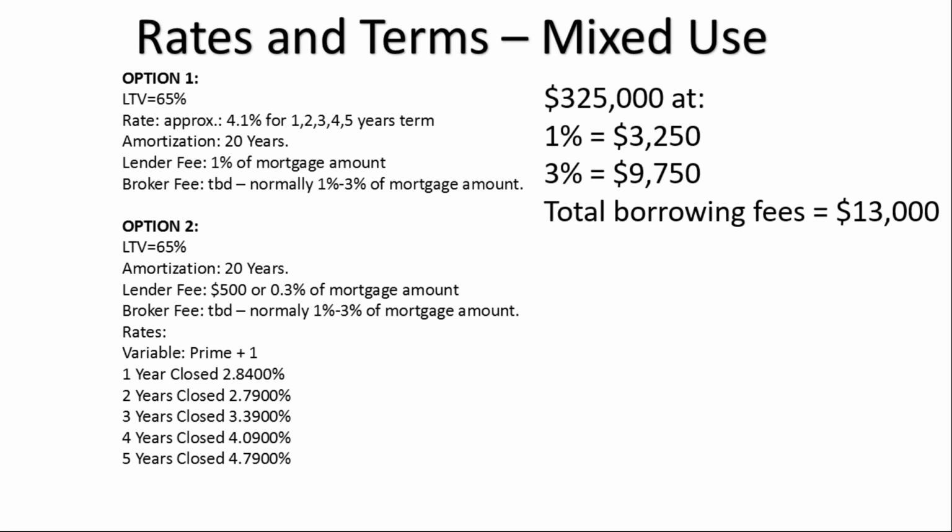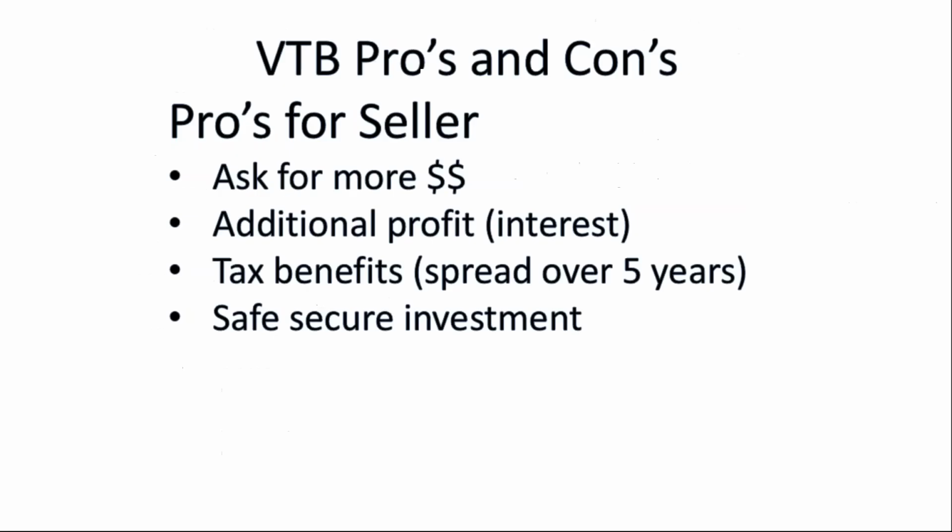The mortgage broker, for putting the deal together, gets paid $9,700, so your total borrowing fees are $13,000 in order to access $325,000. The reality is that's the cost of doing business. You just have to accept that and work that into your cost of doing business.